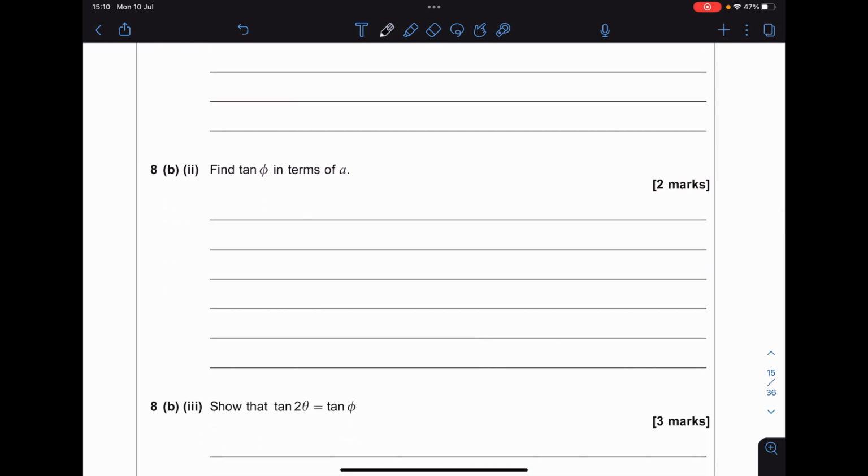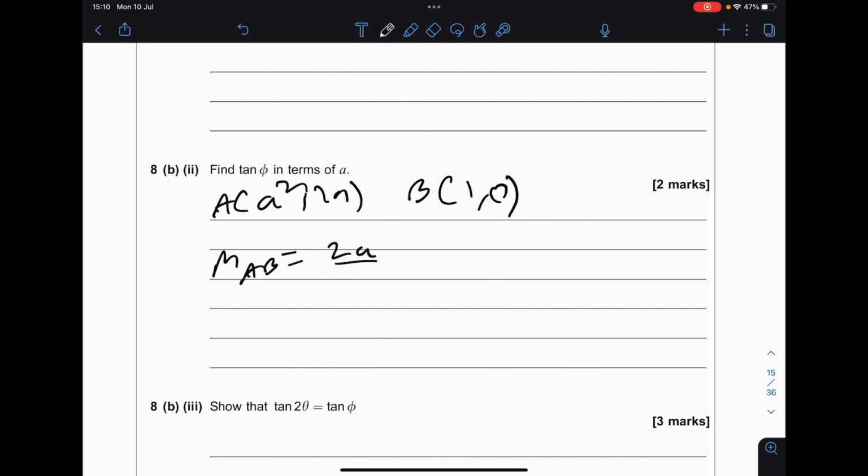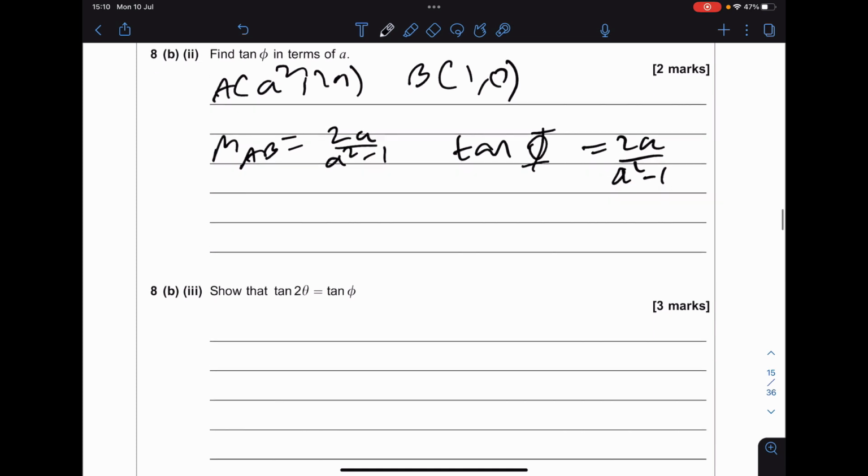Find tan phi in terms of a. Okay. Not tan theta, tan phi rather. So we've got the coordinates of A, which were a squared, comma 2a. And we have the coordinates of B, which were 1, 0. Okay, so the gradient of AB, so the gradient of A to B, was just 2a over a squared minus 1. Therefore tan of phi, you should really be putting the line on the top of phi, is going to be 2a over a squared minus 1. Okay, so it's using that same fact.